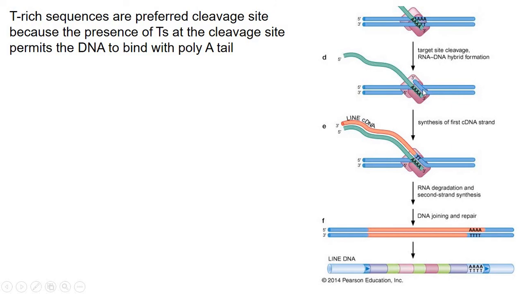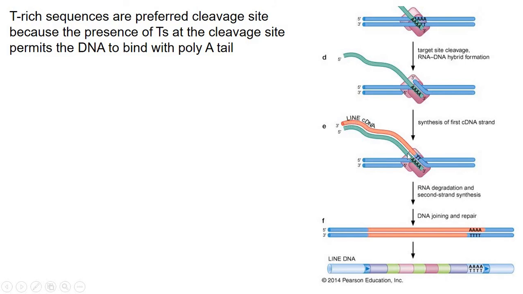RNA-DNA hybrid is formed here, and at this RNA-DNA hybrid is where the synthesis of the first cDNA strand occurs, by the reverse transcriptase activity of this ORF2 protein. This reverse transcriptase activity of ORF2 will make this copy of the cDNA here. So it uses this sequence, because these A's and T's are now bound, as a template, and it will copy that sequence as a cDNA.